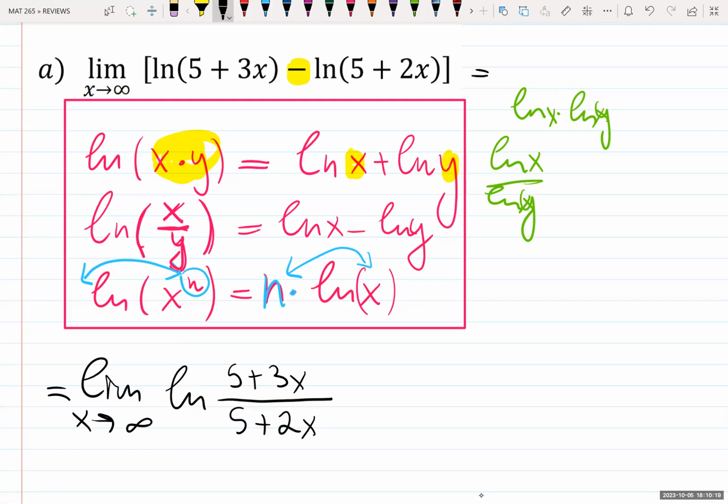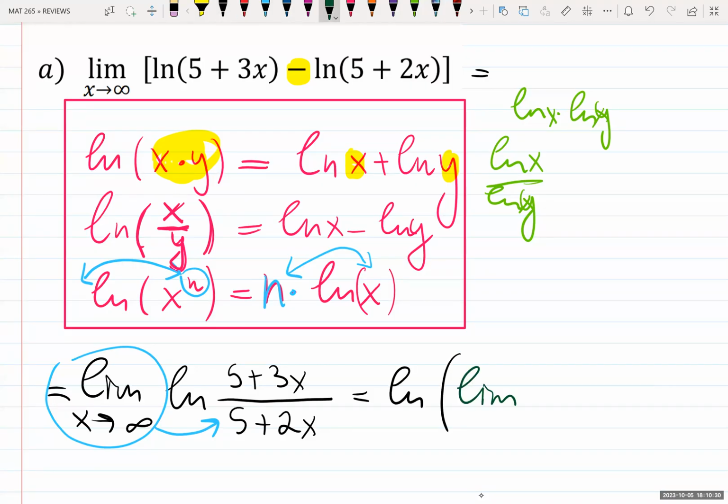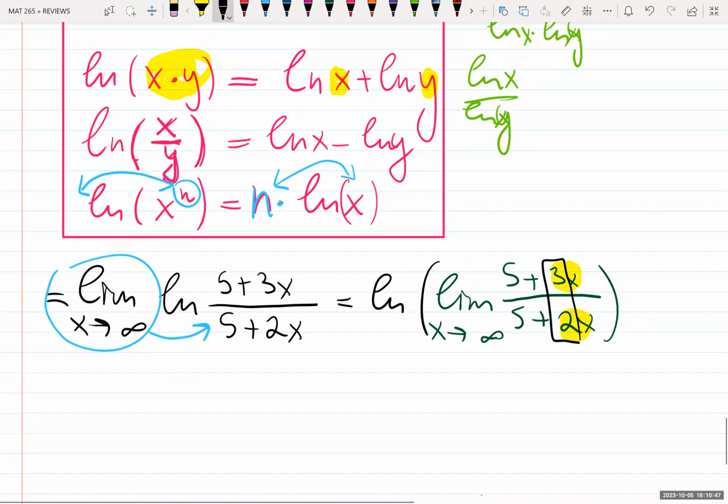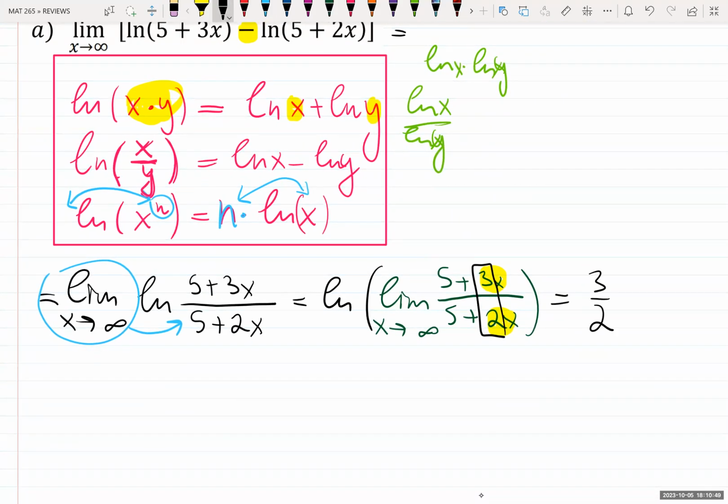Now there's a property for the limits that we learned at the very beginning, that for good functions, when limits exist, you can put the limit inside. So it's going to be ln of the limit as x goes to infinity of (5 plus 3x) over (5 plus 2x). Find the leader. They win. If the speed is the same, it will be the ratio of the leading coefficients. So the answer is 3 over 2, almost, because it was inside of the log. So ln of 3 over 2, which is actually ln 3 minus ln 2, but that doesn't matter.